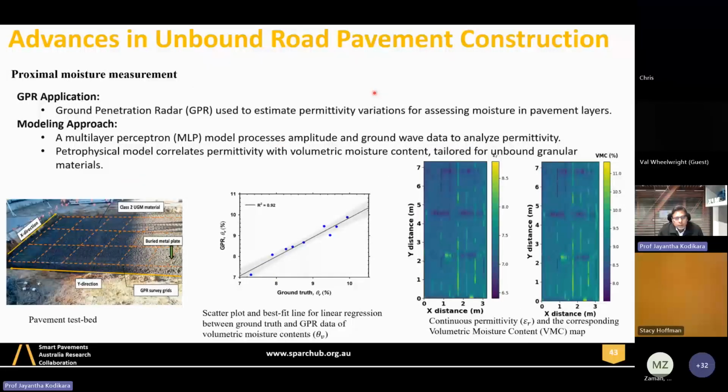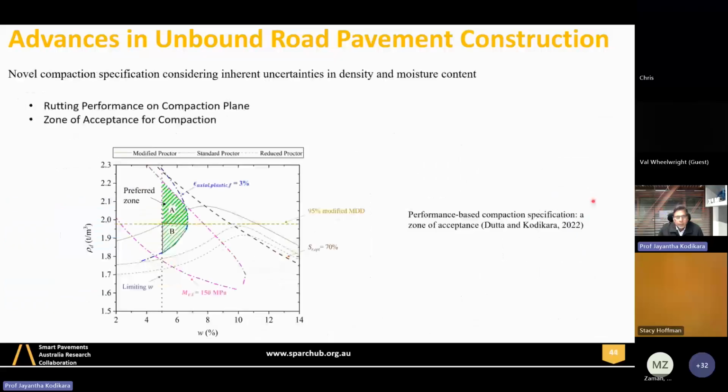Moisture content is the other side of the coin, or degree of saturation comes with density. Then we can use GPR for it. GPR has been successfully used in density measurement in asphalt, and Professor Saman has pioneered that. For unbound pavements, a similar thing can be done. Here we have some examples of ground truth against GPR measured moisture content. We have to get the dielectric and then convert to moisture, and that's a promising area.